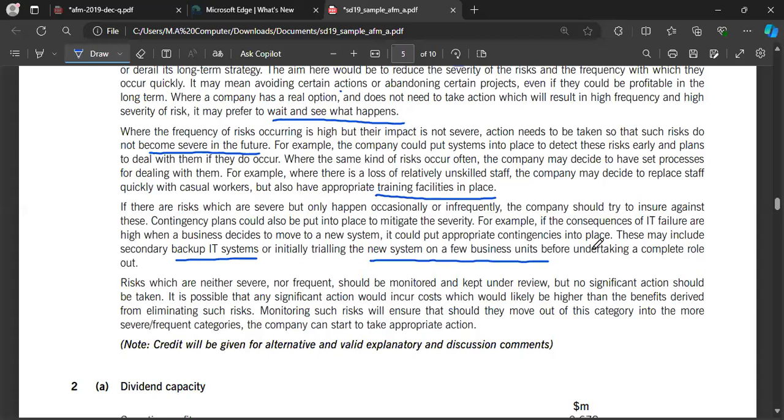before undertaking a full rollout. And risks which are not severe and not frequent should be monitored and kept under review, but no significant action should be taken. It is possible that any significant action would incur a cost which would likely be higher than the benefits derived from limiting such risk.